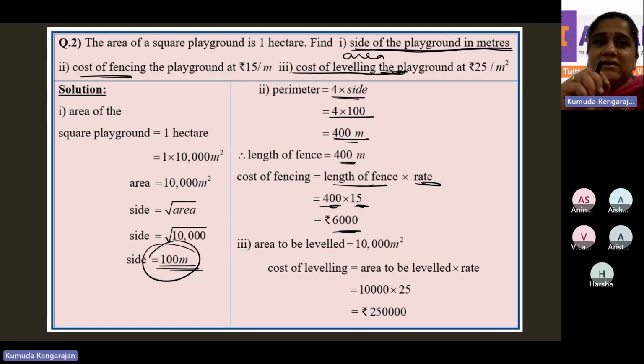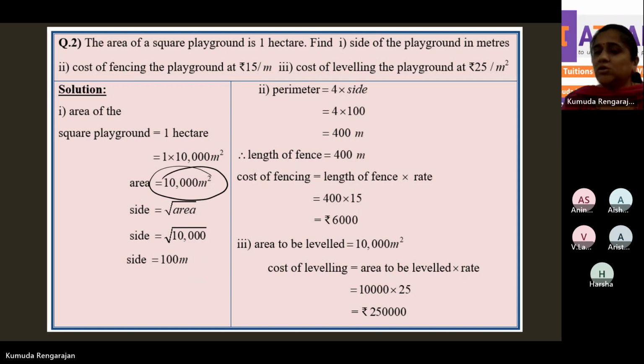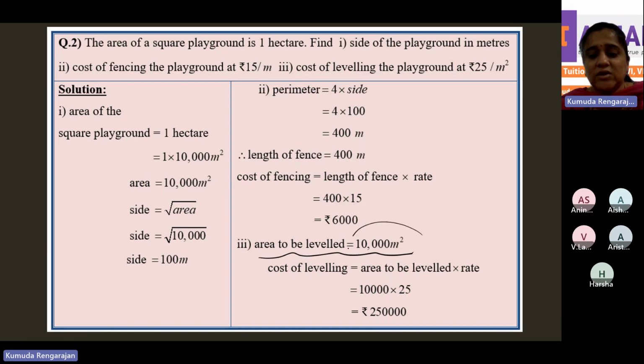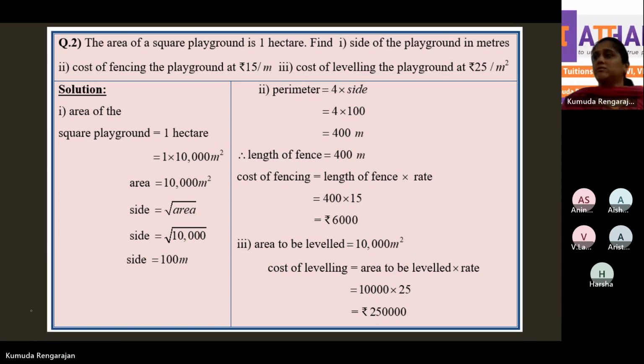The cost of leveling is area into rate. Area you don't have to find, it's already given. Area is already given, no, 10,000 meters square. You don't have to find it again, like 100 into 100. Nothing to find. So area to be leveled is given, 10,000 meters square. So the cost of leveling is area to be leveled into rate, 10,000 into 25, which is 250,000. All right.